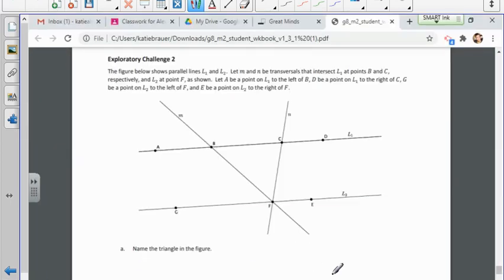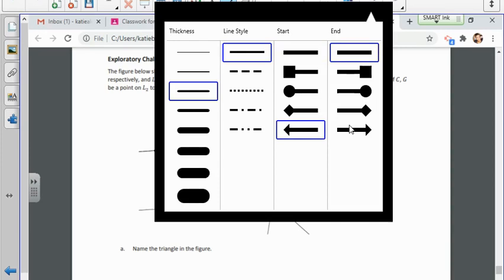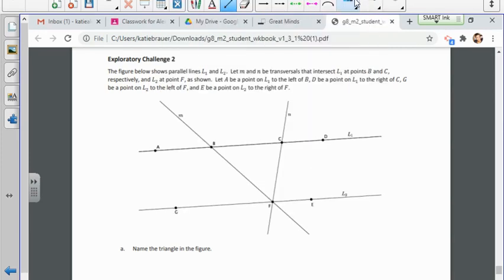Okay, so now we're on exploratory challenge number 2. It says the figure below shows 2 parallel lines. I am going to actually make those red for you so you can see what I'm talking about right here and right here. These are the parallel lines that they are talking about. Okay, they will never cross each other. And then we just have all these different lines. We have a line M that crosses them, and we also have a line N that crosses them.